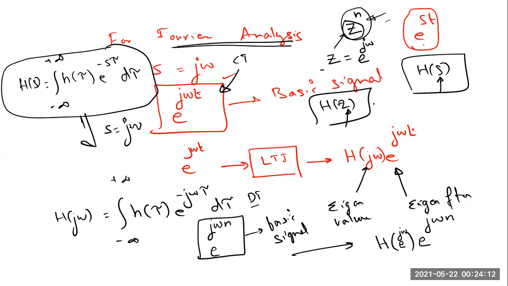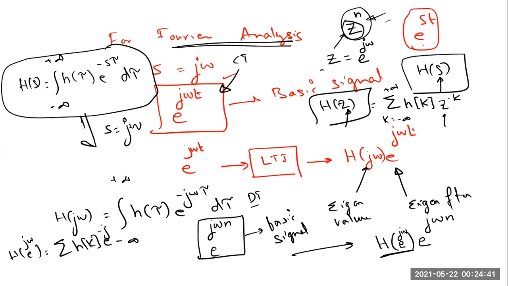And if you remember, h of z was equal to summation h of k, z raised to power minus k, where k is from minus infinity to plus infinity. So what is the expression for this particular eigenvalue? It will be equal to summation h of k, and in place of z, I will write e raised to power minus j omega k, where k is from minus infinity to plus infinity.